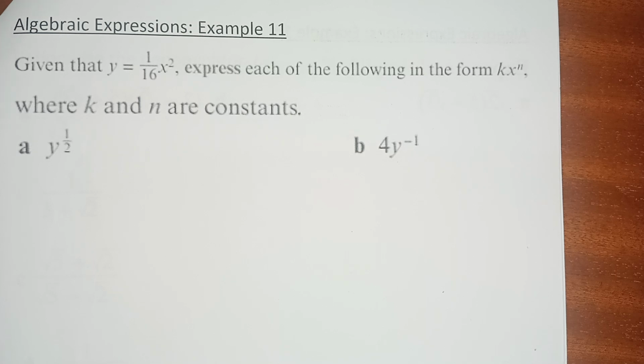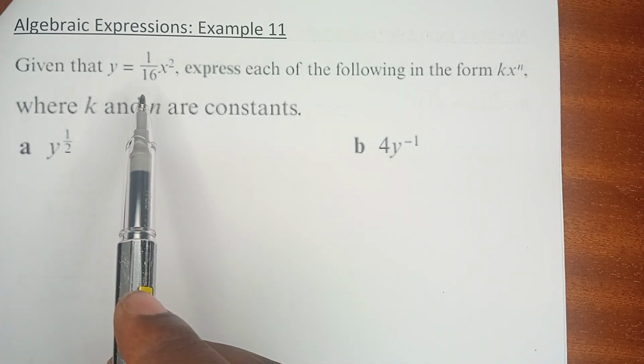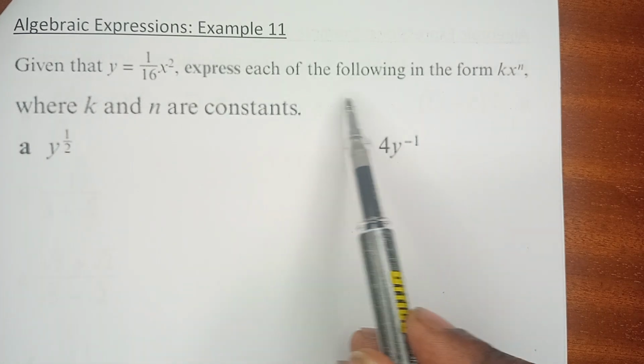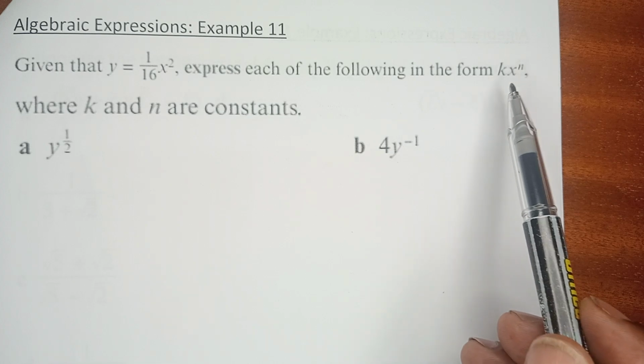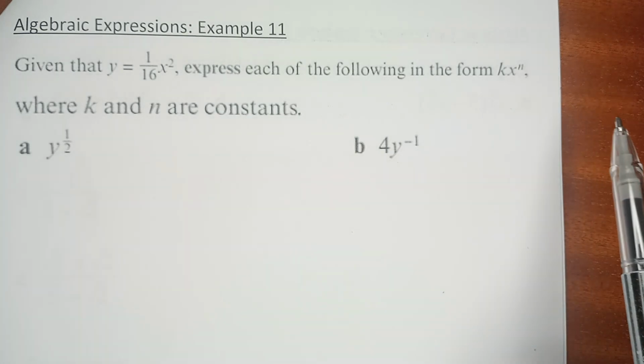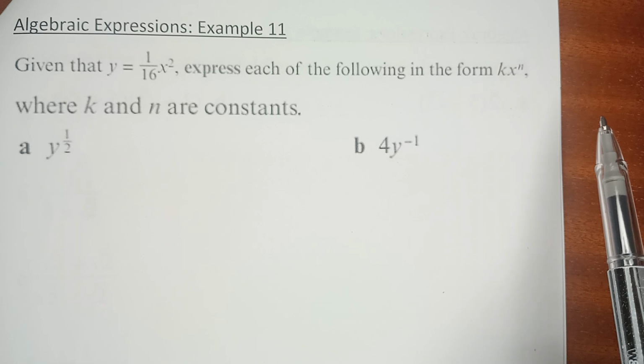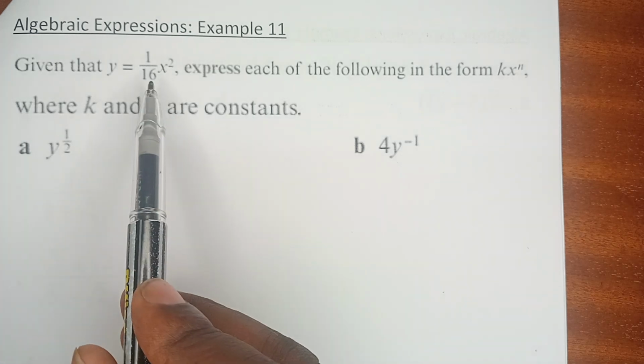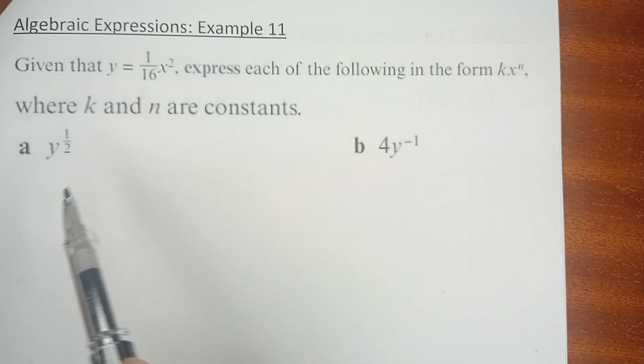In this video I want us to discuss application of indices, and we are told that given that y is equal to 1 over 16 x squared, or x squared over 16, express each of the following in the form of kx raised to power n, where k and n are constants. First of all, we have to remember what y is. Y is 1 over 16 x squared.